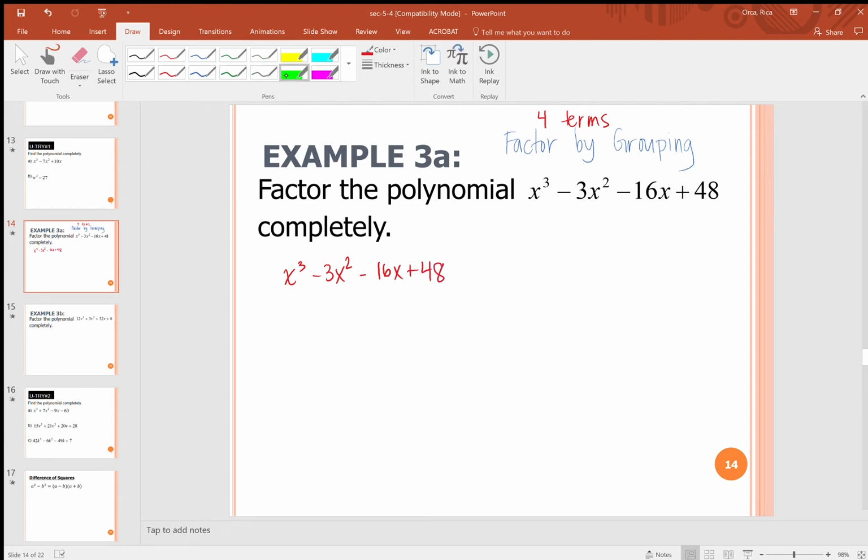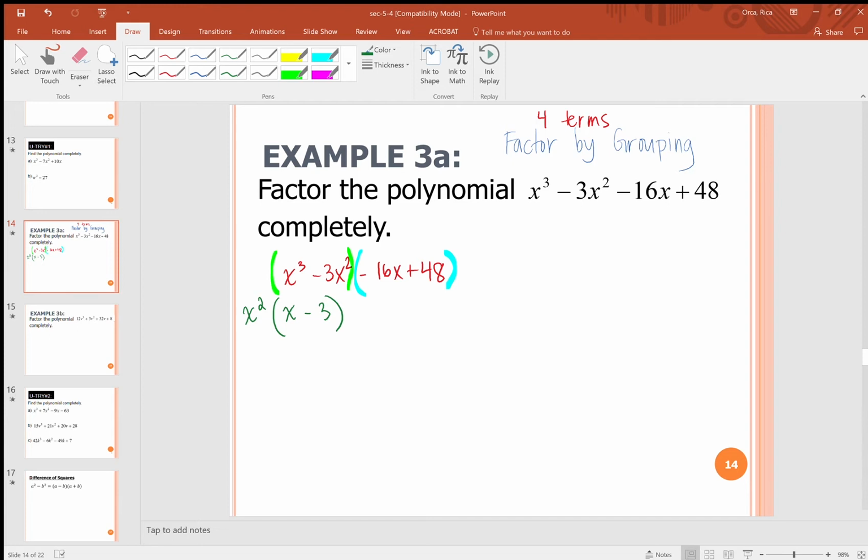When you factor by grouping, what you do is you group the first 2 terms and the last 2 terms. Once you've grouped them, you want to factor from each group. In the first group, we have x to the third minus 3x squared. Let's go ahead and pull out the greatest common factor. The greatest common factor in the first group is x squared. X squared times x is x to the third. X squared times negative 3 is negative 3x squared.